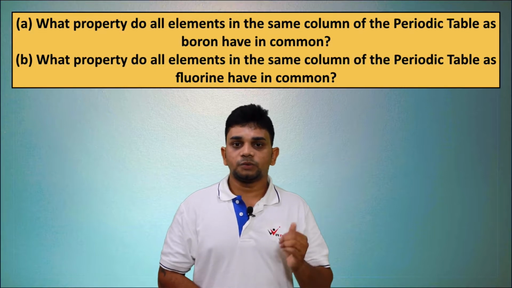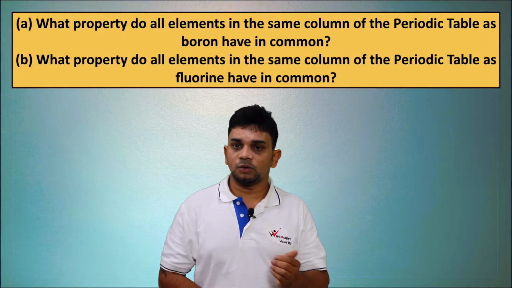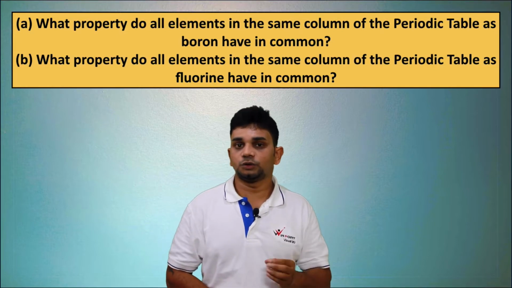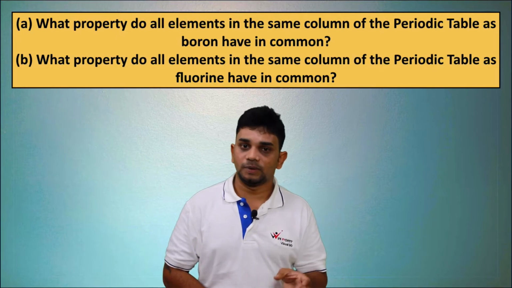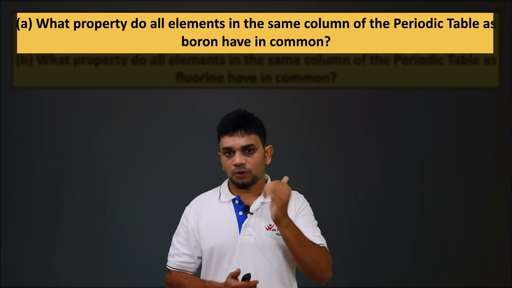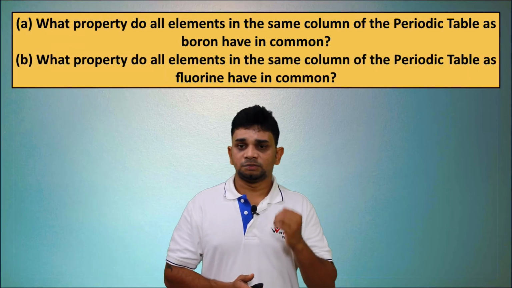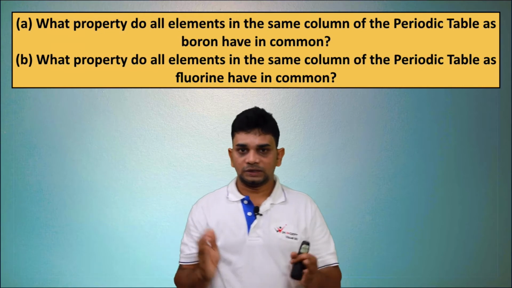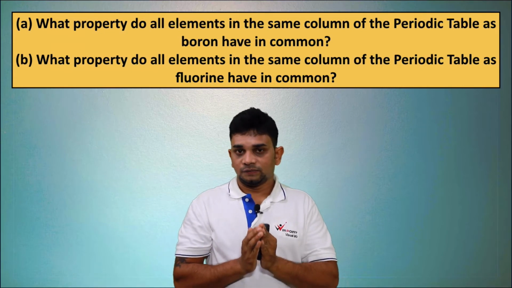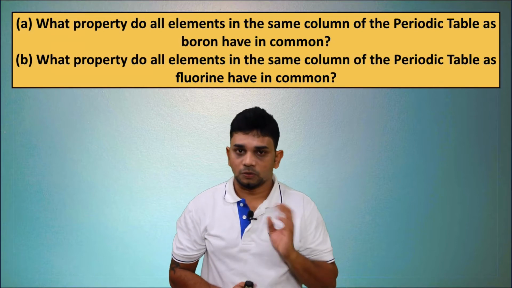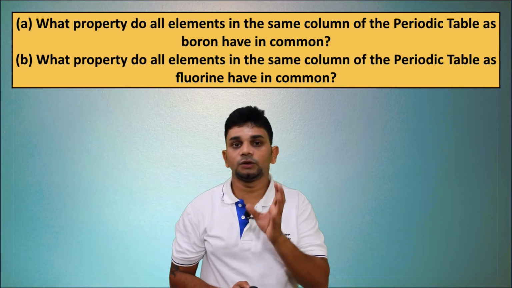What property do all elements in the same column of the periodic table as boron have in common? What property do all elements in the same column of the periodic table as fluorine have in common? This question is related to properties, so we need to find the group number. Let's do that. First one. We know that the element is boron, and we can find the group number of boron. What other elements are like boron? That's the question. First we are finding the group number.